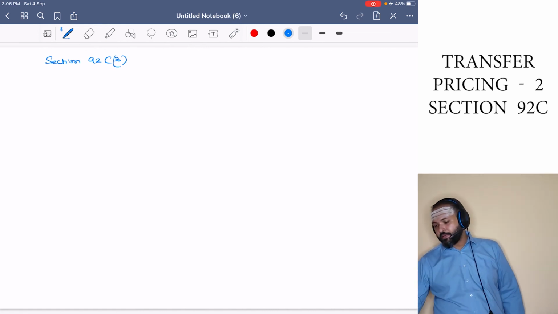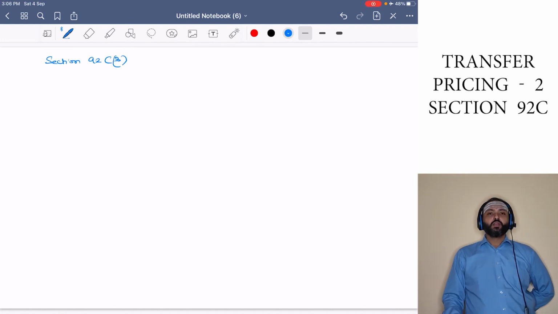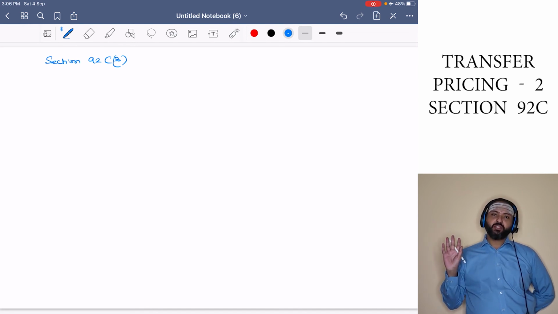Now, what has happened? Acer Limited has filed its return of income, and it is also an assessee covered under the transfer pricing provisions. So it has gone ahead and given the transfer pricing report. What is this report? We will discuss it at a later point in time. Just keep it on board.